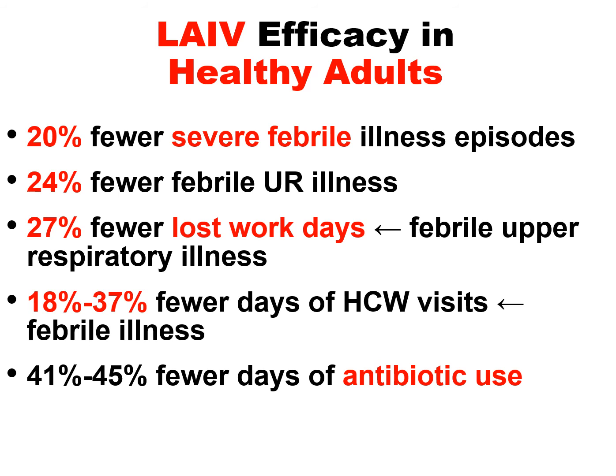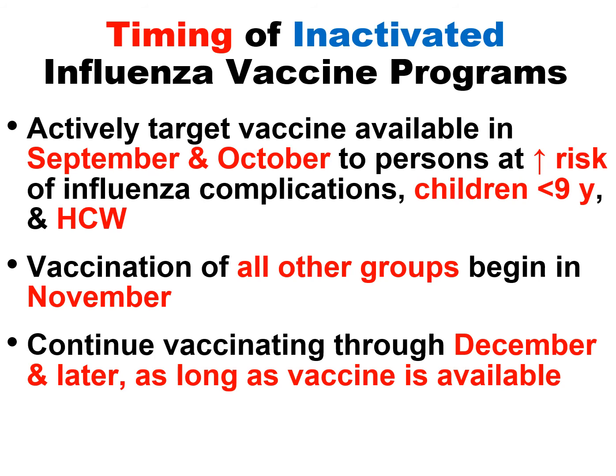Live attenuated vaccine efficacy in healthy adults: 20% fewer severe febrile illnesses, 24% fewer febrile illnesses, 27% fewer lost work days, 18% to 37% fewer days of healthcare provider visits, and about 45% fewer days of antibiotic use. Timing of inactivated vaccine.